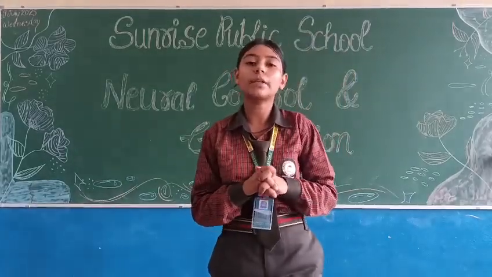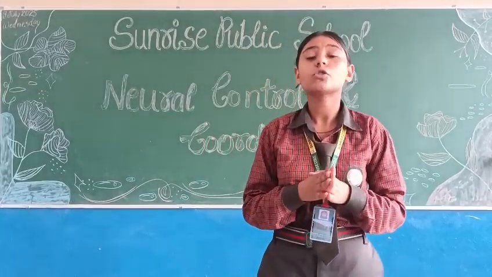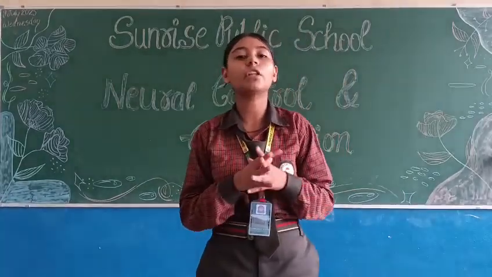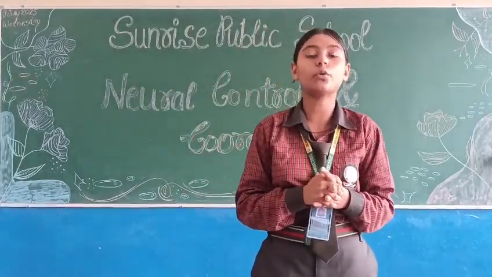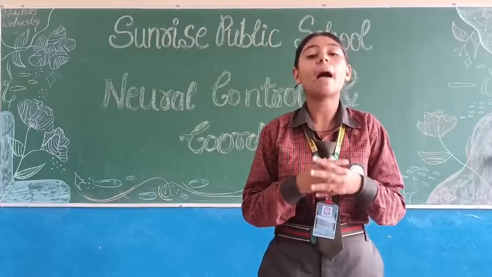Now we talk about some key points. Firstly, what is a synapse? A synapse is the junction between two neurons where the transmission of the impulse takes place.